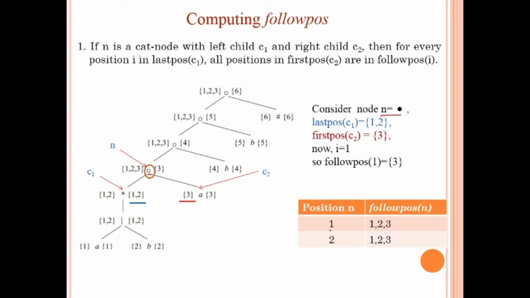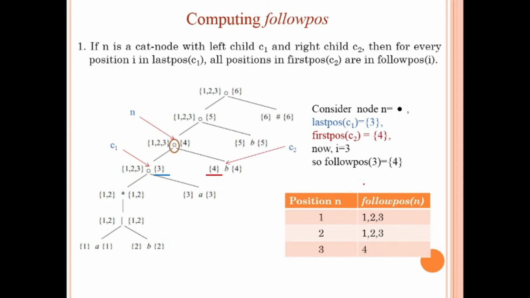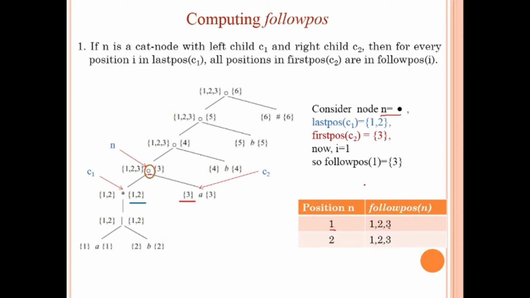So you can write follow position of 1 is equal to 3. In the previous case we saw it was 1 2, now we have added 3 into that. Similarly, I will be 2 now, so follow position of 2 is equal to first position of C2, that is equal to 3. So you can write follow position of 2 is equal to 3, and previously we had taken 1 2.